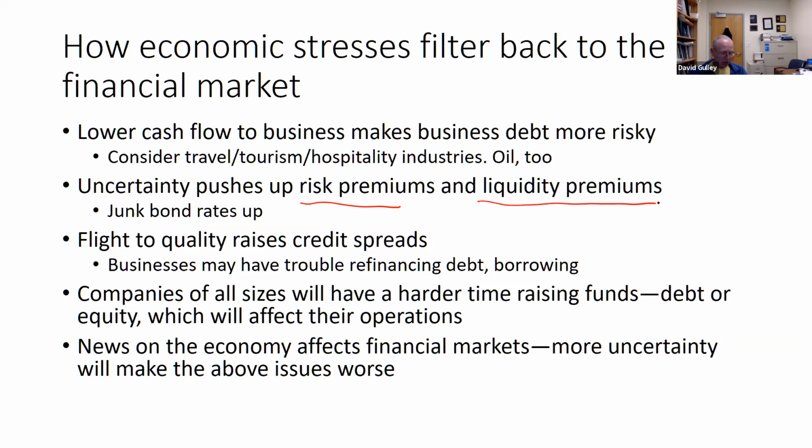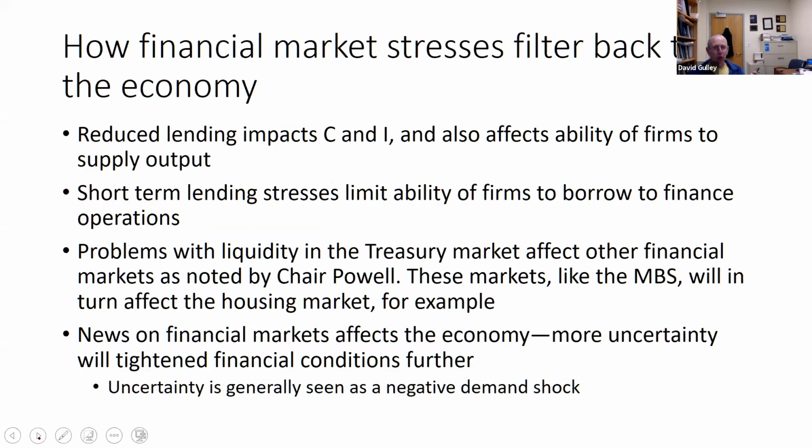And the idea here is that this is going to affect even their day-to-day operations, let alone their long-term plans. So the point here is that news on the economy affects financial markets, and that there's more uncertainty, with all the issues going on. And so as a result, most asset prices have been falling. But it also works in reverse.